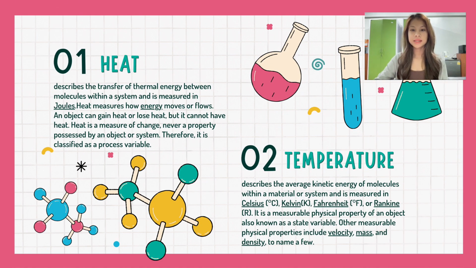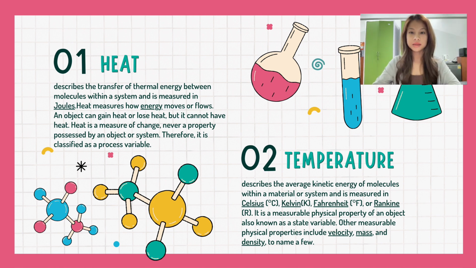The first one is heat. It describes the transfer of thermal energy between molecules within a system and is measured in joules. Heat measures how energy moves or flows. An object can gain heat or lose heat, but it cannot have heat. Heat is a measure of change and never a property possessed by an object or system, so therefore it is classified as a process variable.